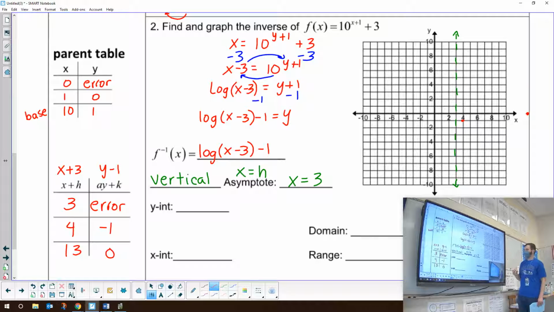Now 13 is like all the way out here on the end. And so you can see how it's going to start here, and then it's going to jump out. So we're going to hug this asymptote, and we're going to hit this point, and then we're going to jump out to the right. All right.